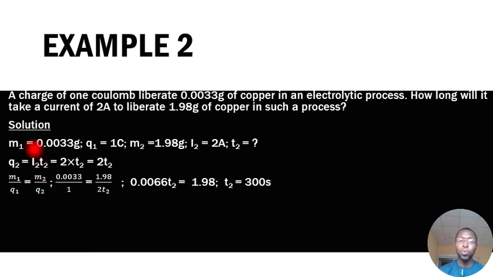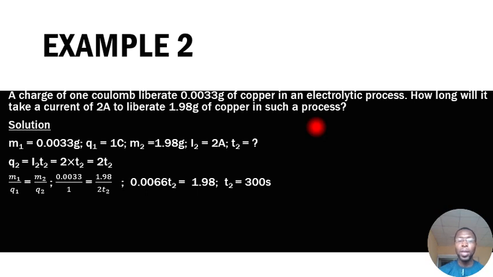Example 2 says a charge of 1 coulomb liberates 0.0033 gram of copper in an electrolytic process. How long will it take a current of 2 ampere to liberate 1.98 gram of copper in such a process?